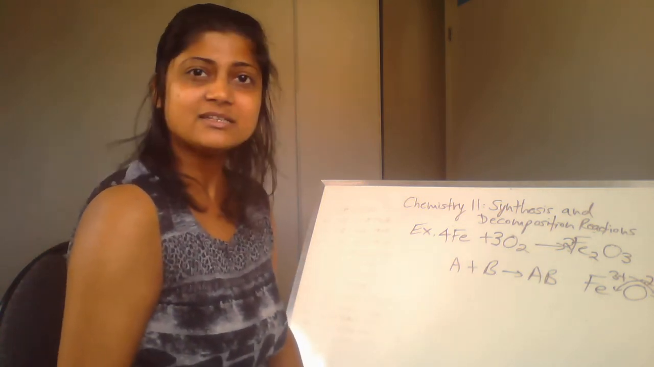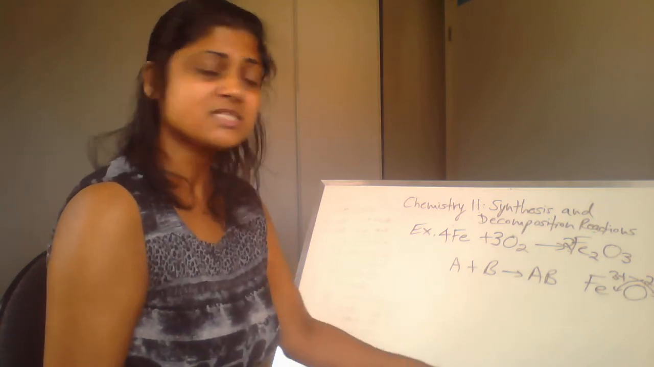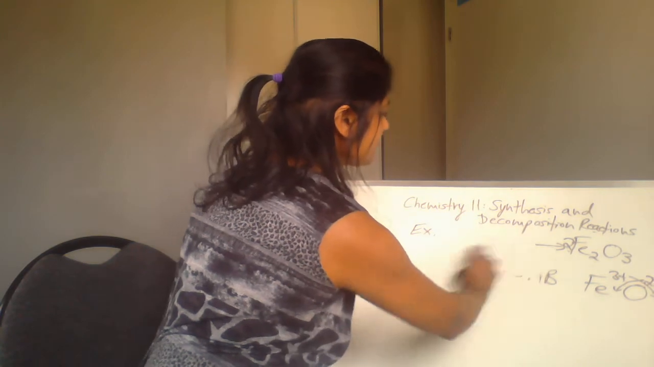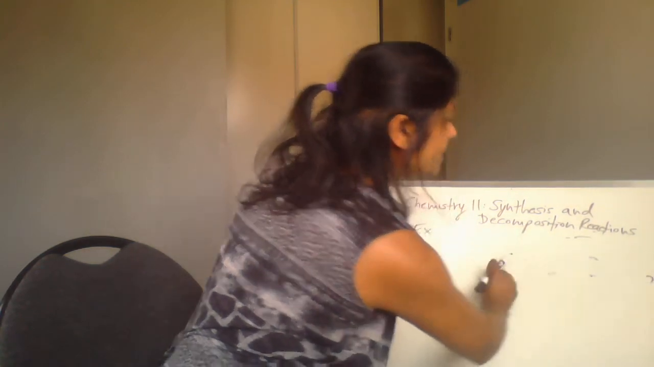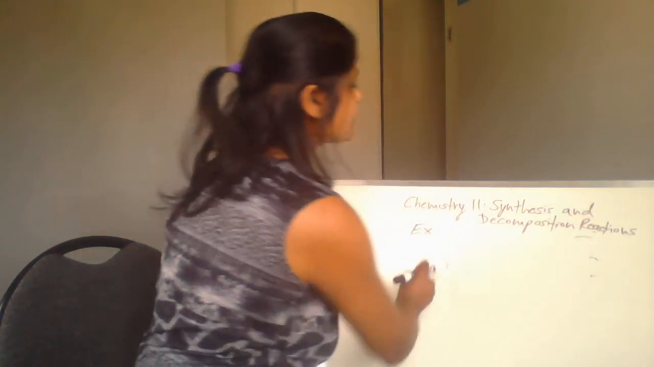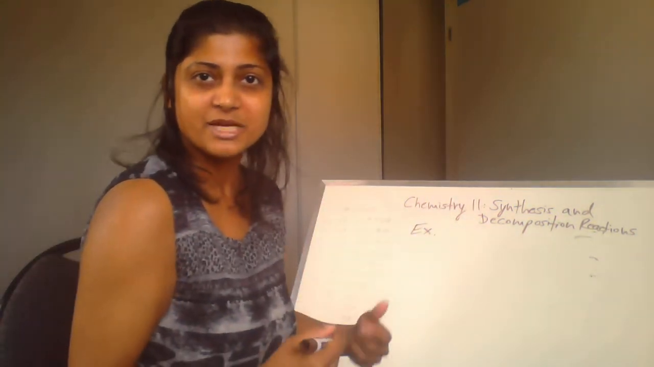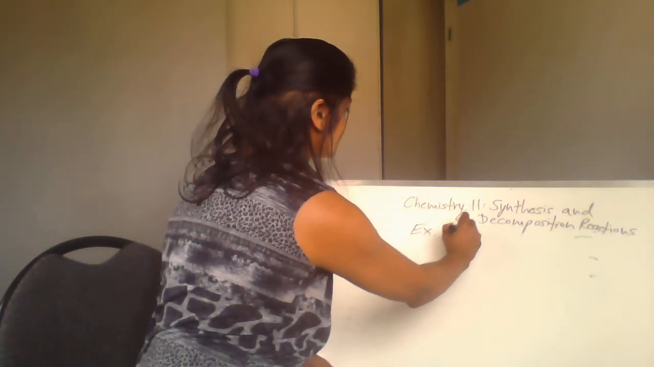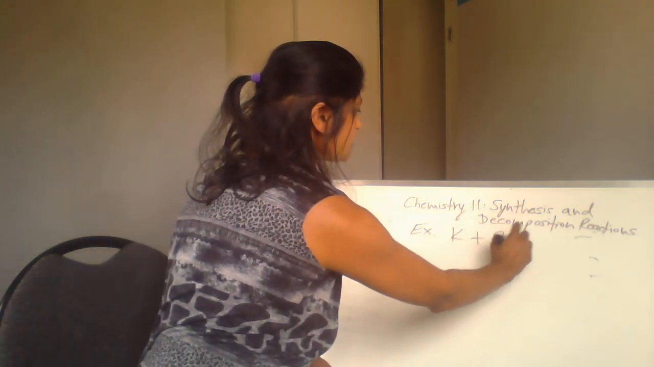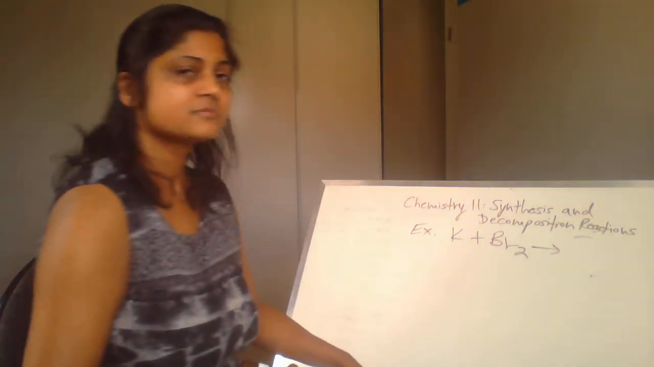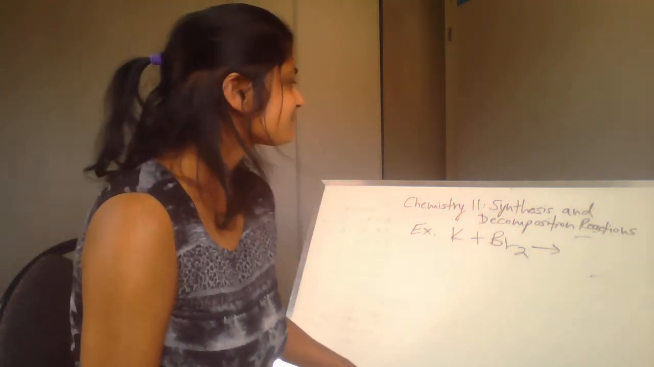With that, let's pick an example from the textbook. In the Chemistry 11 textbook, there will be a lot of practice questions that you can try in this section. I'm going to pick one of the questions from the review here. So let's try this one. This is potassium plus bromine.